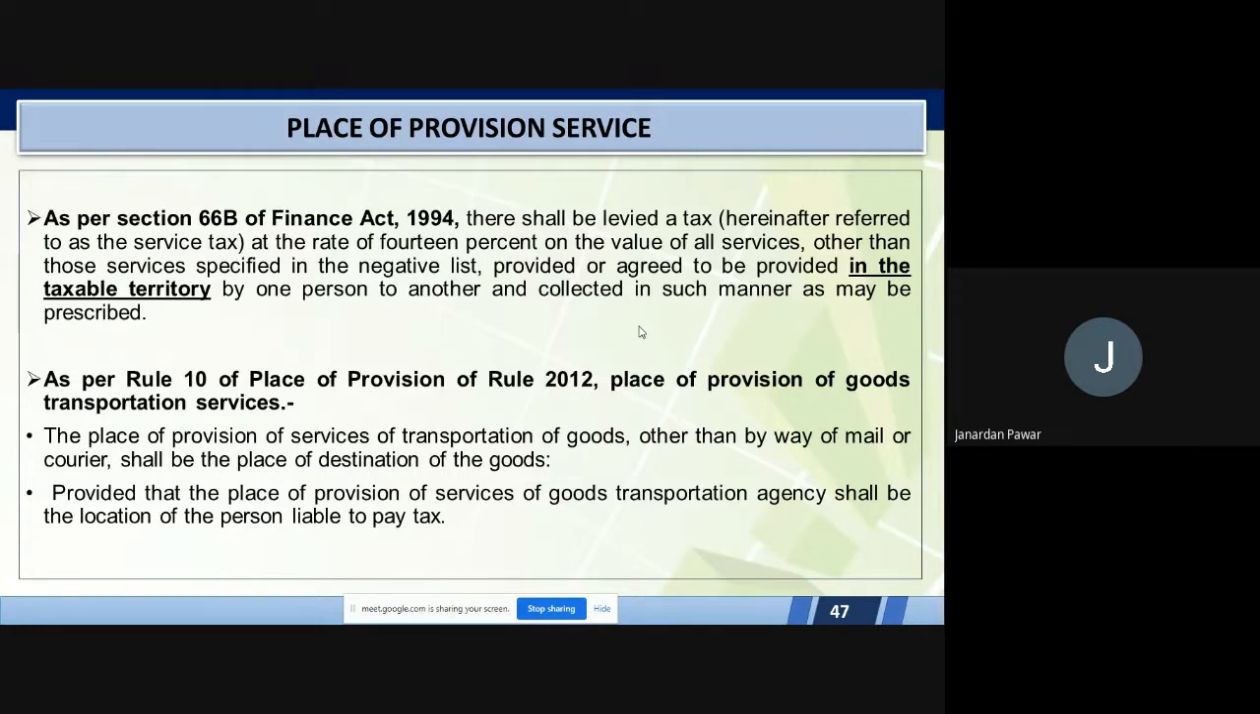Provision number one is: the place of provision of services of transportation of goods, other than by way of mail or courier, shall be the place of destination of the goods. And the next one is: provided that the place of provision of services of a goods transportation agency shall be the location of the person liable to pay tax. From these two provisions, we can easily understand what is there in Rule 10 of the Place of Provision of Services Rules 2012 for goods transportation services. And this is for the place of provision of services.